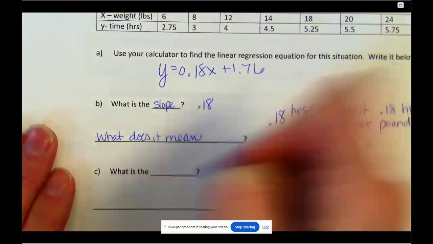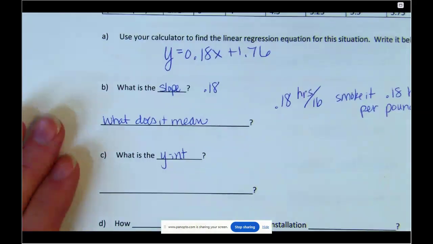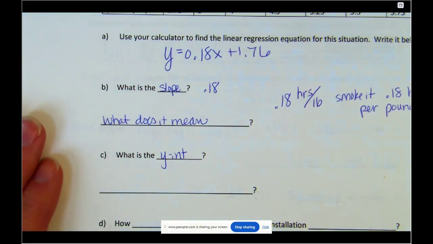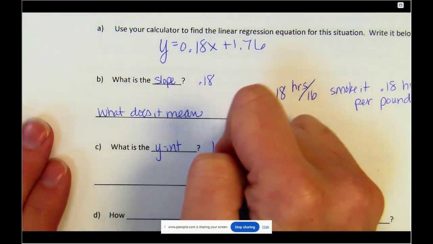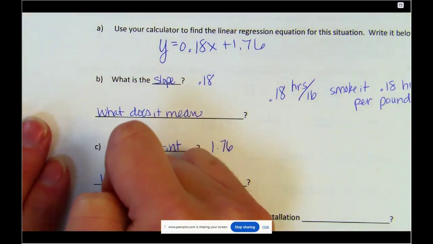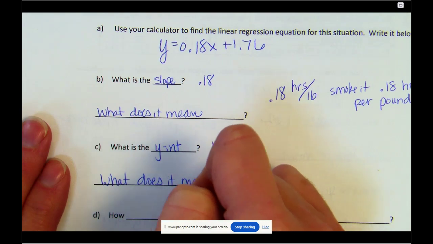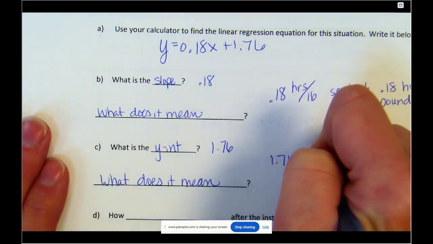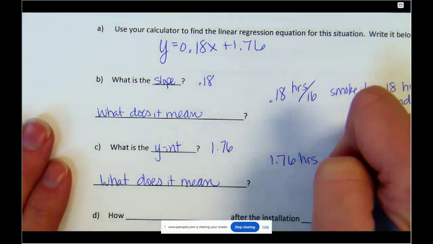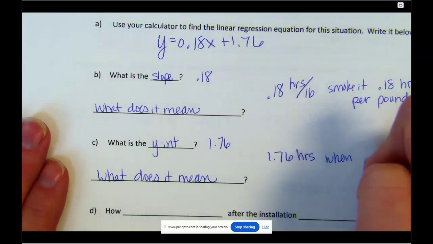Okay, now what's the y-intercept? What number is it? 1.76. Okay, what does it mean? This one's a little bit weird. 1.76 hours when pounds equals 0.